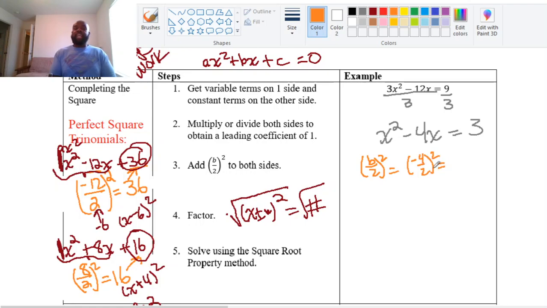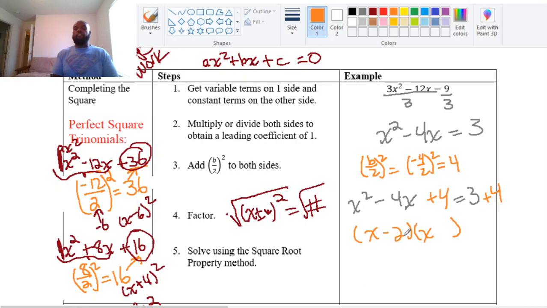-4 divided by 2 is -2, and if I square that, I get a 4. So what I'm going to do is add 4 to both sides, because if you add it to one side, you've got to add it to the other side so that your equation stays balanced, right? And so if I factor this, I'm going to have to find two numbers that multiply to give me 4, but add to a -4.